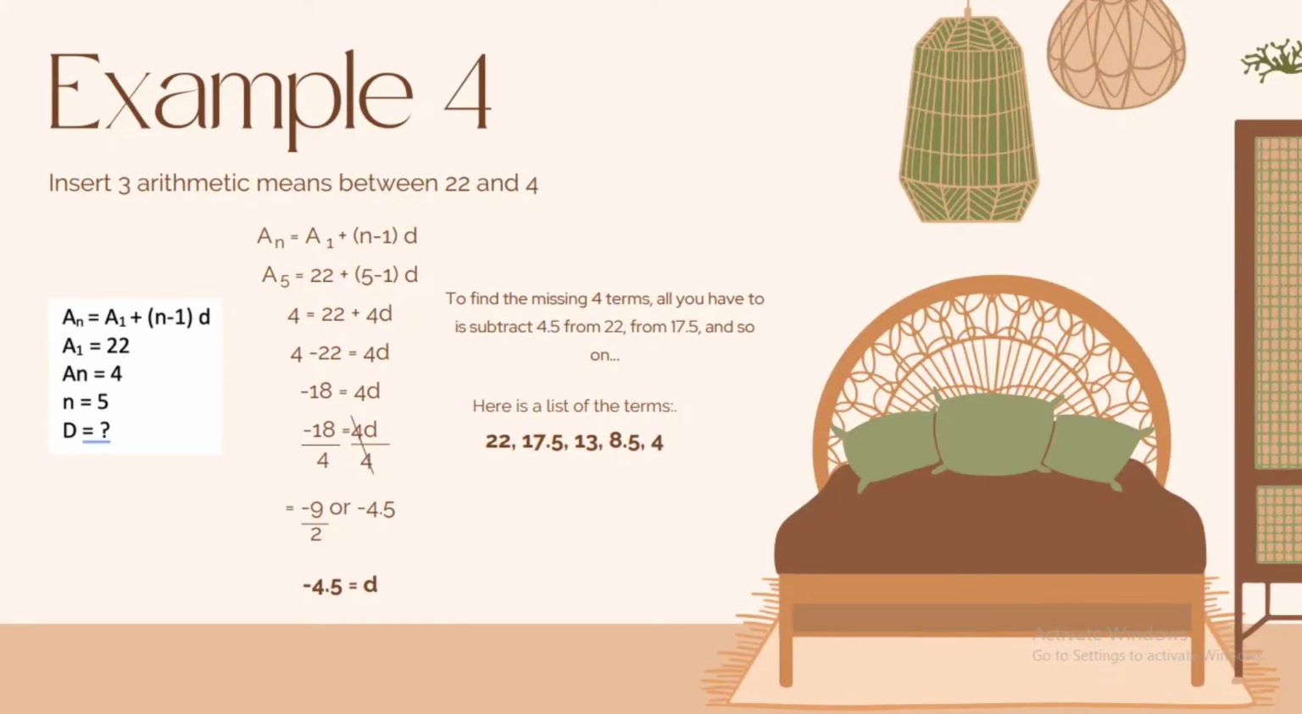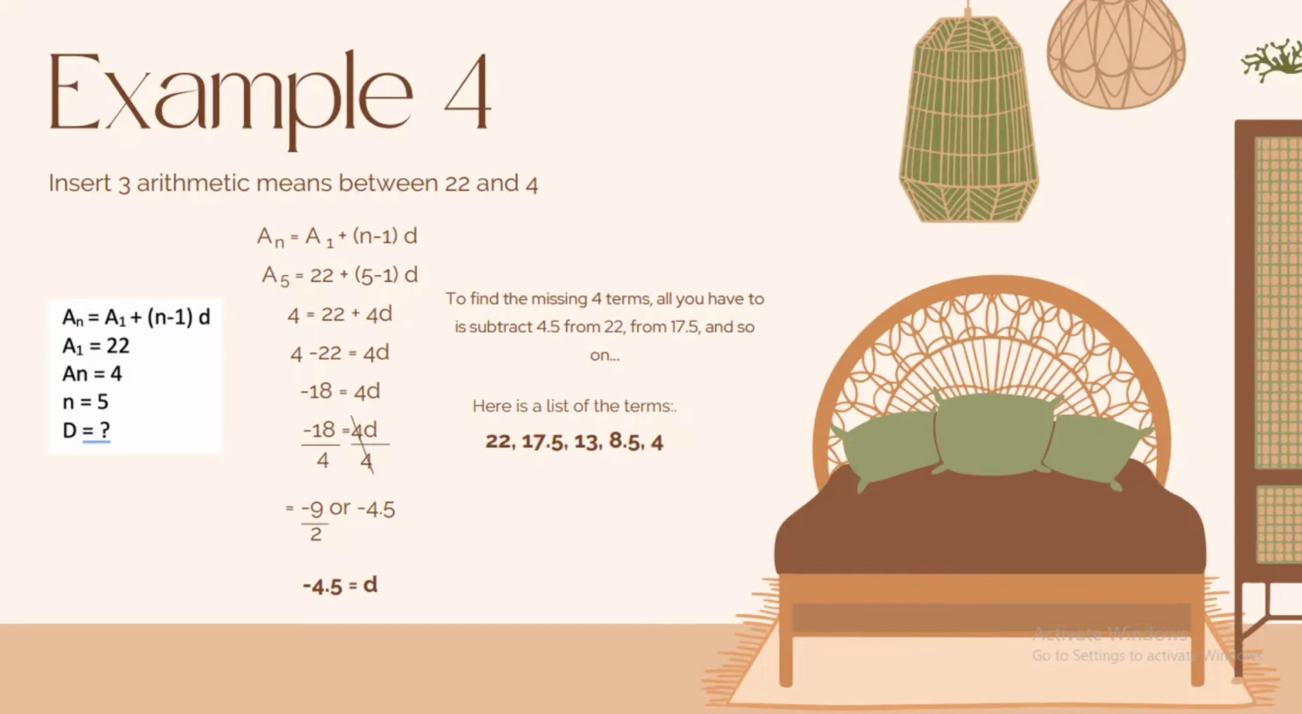Now let's proceed to our next example using a descending arithmetic sequence. Insert 3 arithmetic means between 22 and 4. We have 22 as our first term, 4 as our nth term, and 5 as our number of terms. Let us find the value of our common difference to insert the 3 arithmetic means.